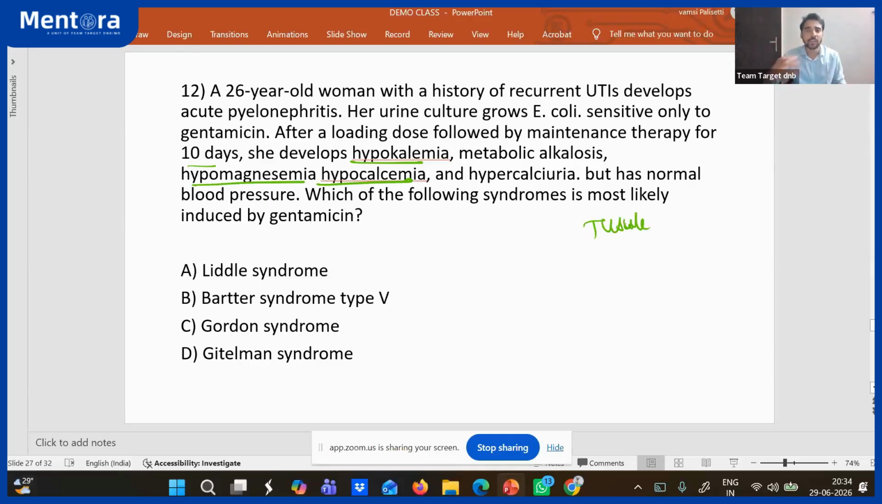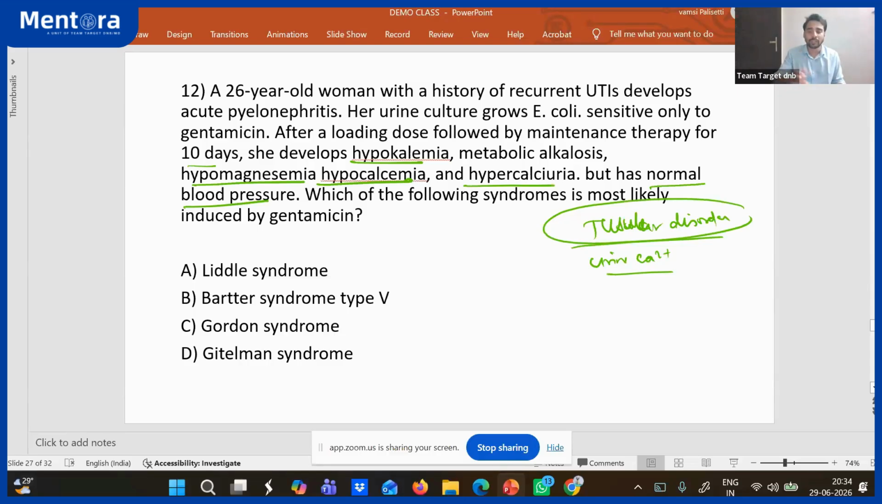Because your calcium is absorbed from the tubule, your sodium is absorbed from the tubule, your potassium is absorbed from the tubule, your magnesium is getting absorbed from the tubule. So it's a tubular disorder. The exam is discussing tubular disorder. And she has hypercalciuria. Urinary calcium is very high. Normal blood pressure. So which of the following symptoms is most likely induced by gentamicin? Simple.